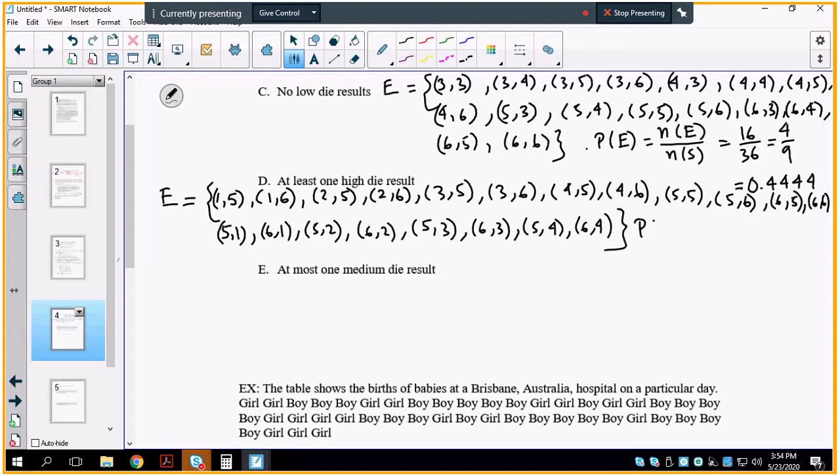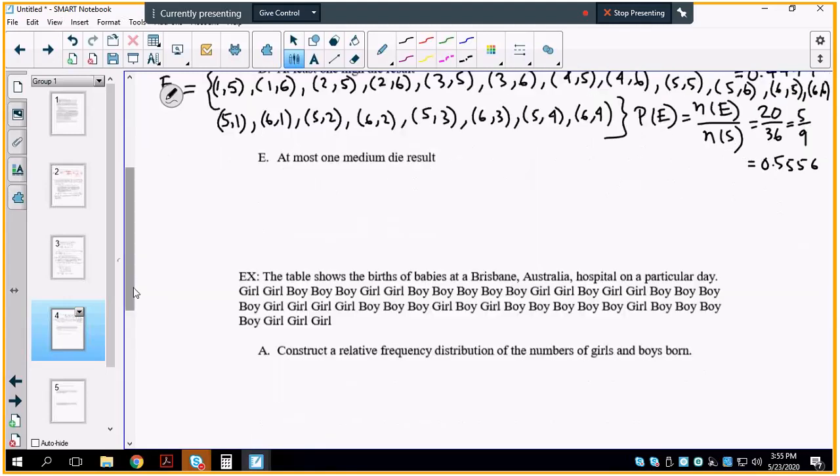So probability of this event is number of elements in the event space over number of elements in the sample space. I actually have to count. So 1, 2, 3, 4, 5, 6, 7, 8, 9, 10, 11, 12, 13, 14, 15, 16, 17, 18, 19, 20. So this is 20 over 36, which is 5 over 9. And if I want to write it in decimal values, then this is 0.5556 rounded to 4 decimal places.